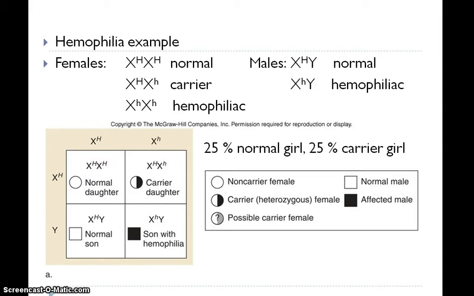Take a look at the different probabilities for their offspring. They can have a normal girl, a carrier girl, a normal son, or a hemophiliac son. Pause the video and make sure you understand these percentages.